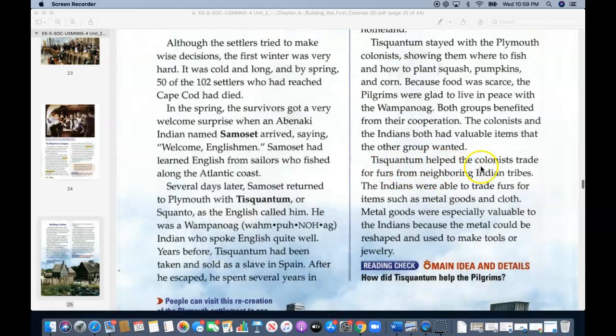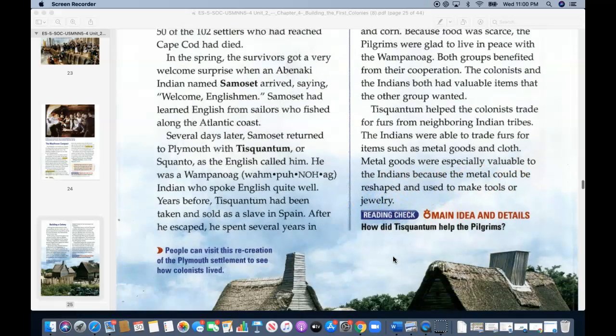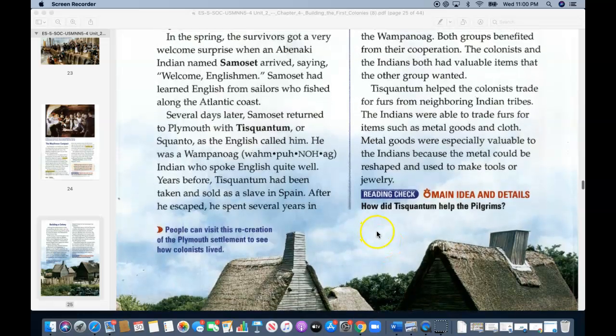Tisquantum helped the colonists trade for furs from neighboring Indian tribes. The Indians were able to trade furs for items such as metal goods and cloth. Metal goods were especially valuable to the Indians because the metal could be reshaped and used to make tools or jewelry. So how did Tisquantum or Squanto help the Pilgrims?